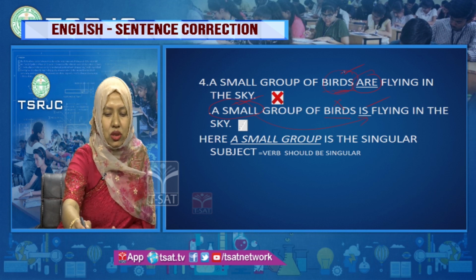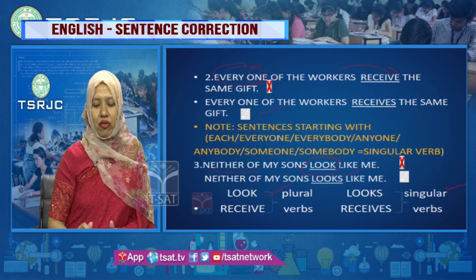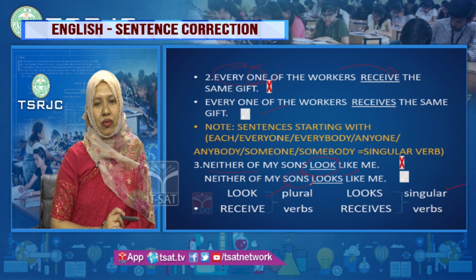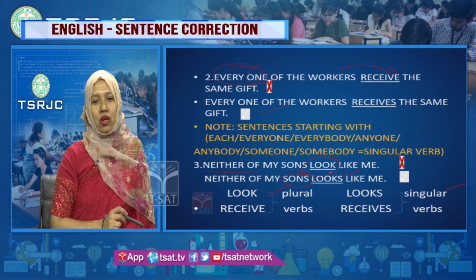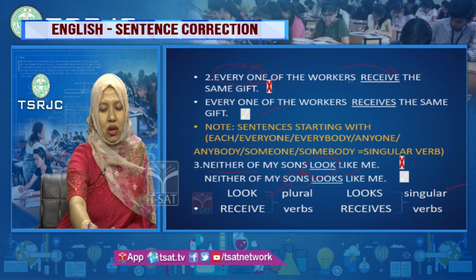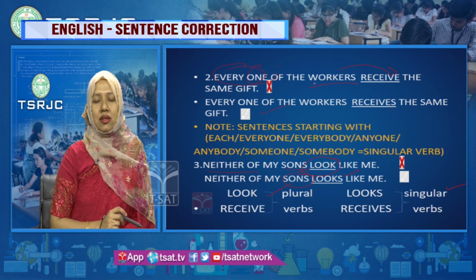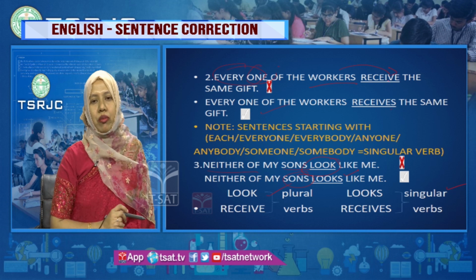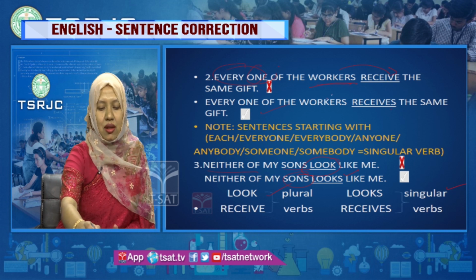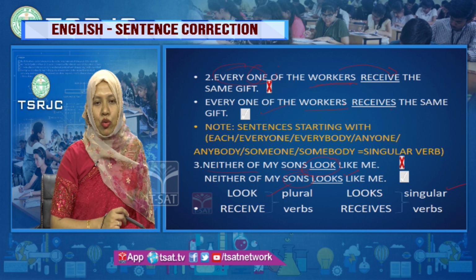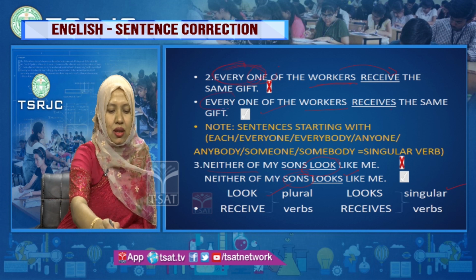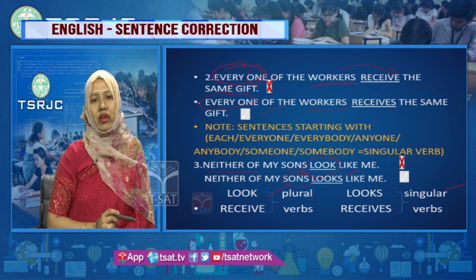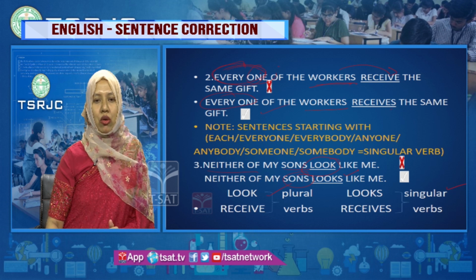Never go for the nouns which are in plural form. If you go for the plural form of nouns, you will make mistakes. If you look at this noun, sons, you may use the verb look, which is wrong. Here also, if you look at workers, because it is plural, you may think that a plural verb should be used. It is wrong. You should never look at the subject nouns in plural form. You should always see the farthest subject: everyone, anyone, neither. What is the subject speaking about?